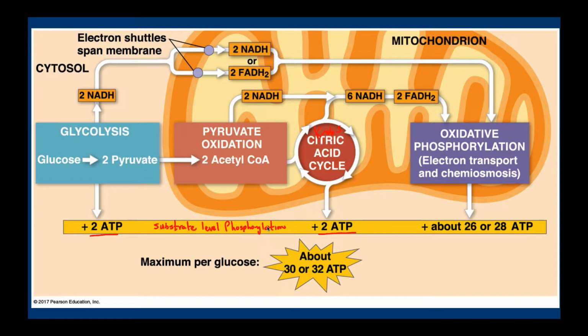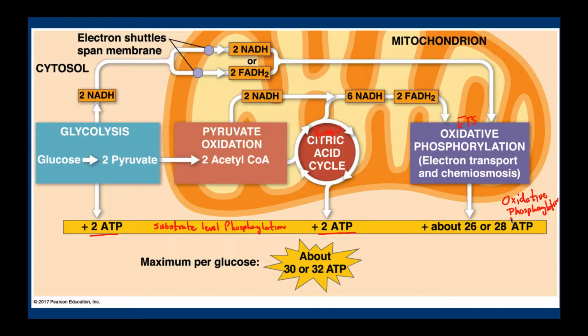The third phosphate that was donated onto the ADP molecules came from one of the substrate intermediate molecules in the glycolytic pathway and in the Krebs cycle pathways. The ATPs that got produced out at the electron transport system, or oxidative phosphorylation, those ATPs are produced through oxidative phosphorylation.